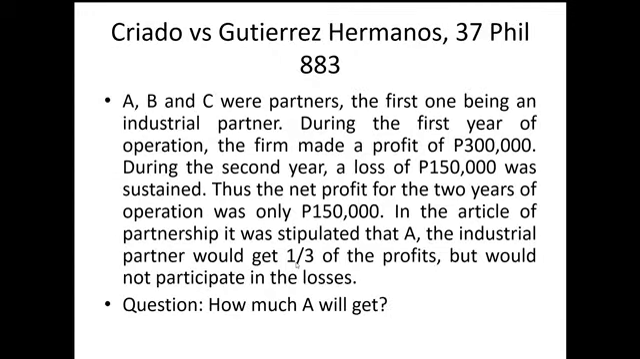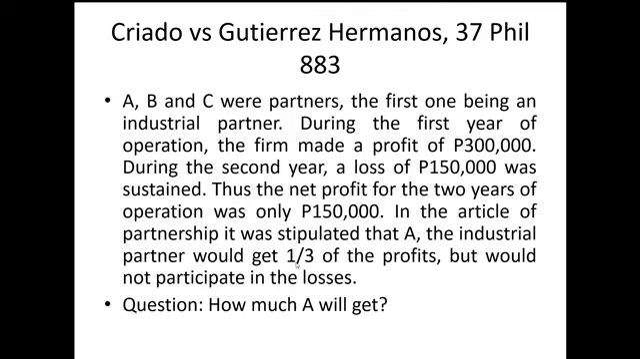Now, okay, there is a question before in the CPA board exam. Tinanong 'to, case ni Criado versus Gutierrez Hermanos. ABC were partners, the first one being an industrial partner. During the first year of operation, the firm made a profit of 300,000. During the second year, a loss of 150,000 was sustained. Thus, the net profit for the 2 years of operation was only 150.